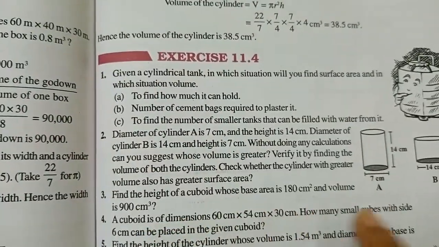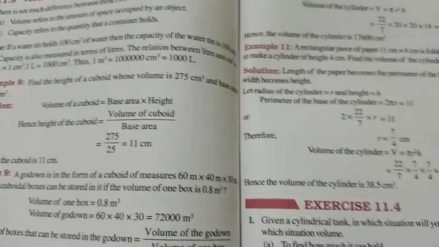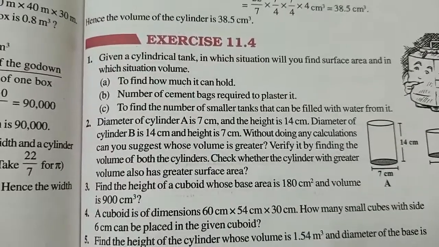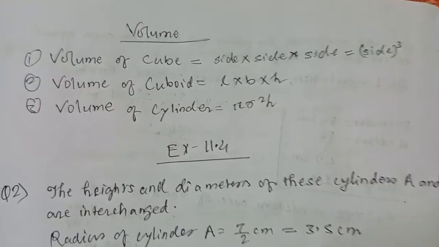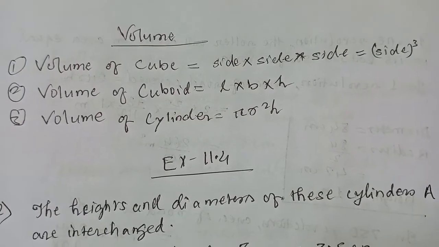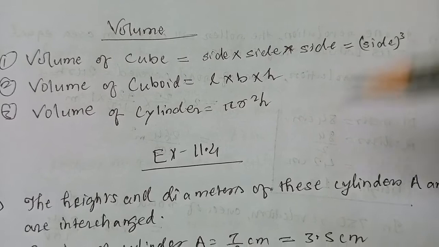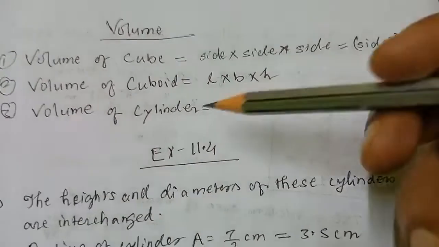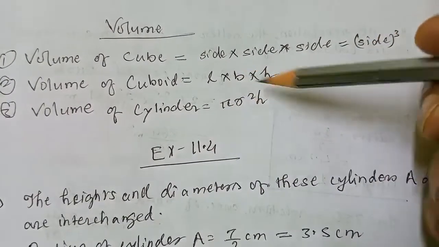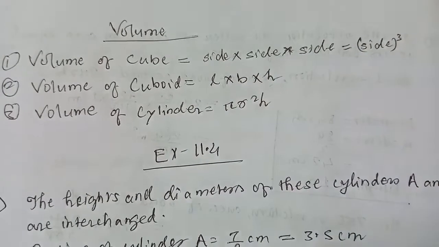So let us start our exercise 11.4. You can see all the examples given by your own. Before starting, please write these formulas: volume of cube, that is side into side into side, side cube; volume of cuboid, length into breadth into height; and volume of cylinder, pi r square h.